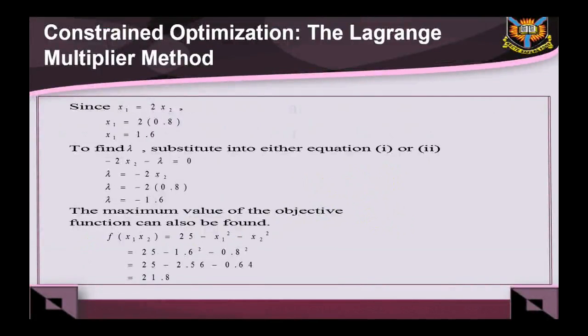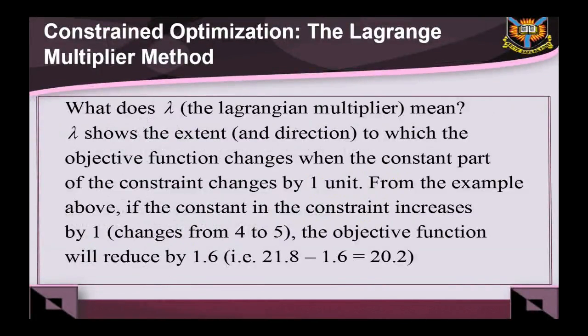What does lambda, the Lagrangian multiplier, mean? Lambda shows the extent to which the objective function changes when the constant part of the constraint changes by 1 unit. From the example above, if the constant in the constraint increases by 1, the objective function will reduce by 1.6.